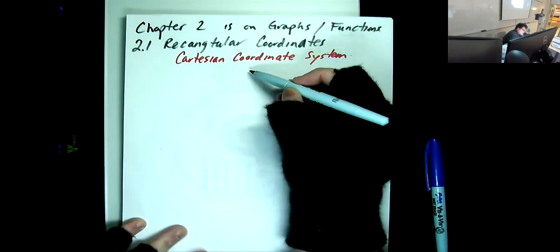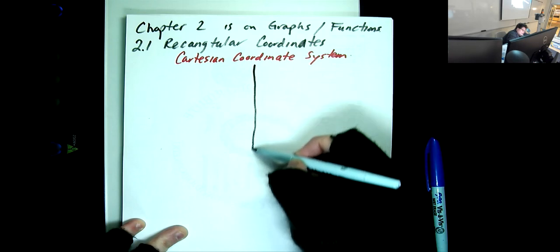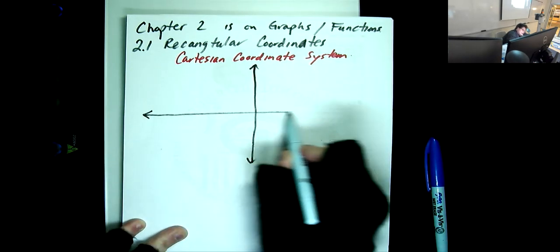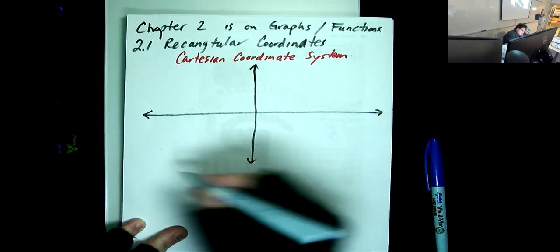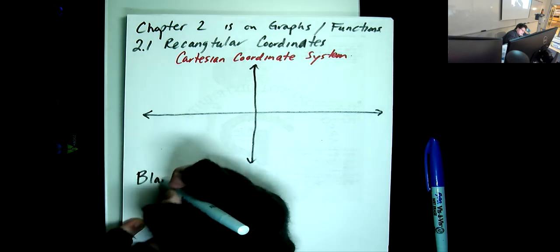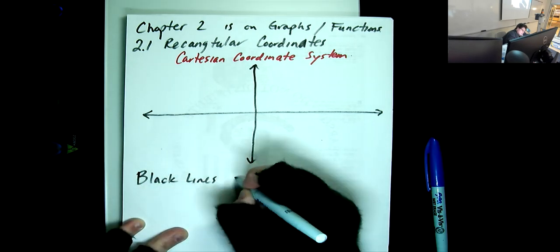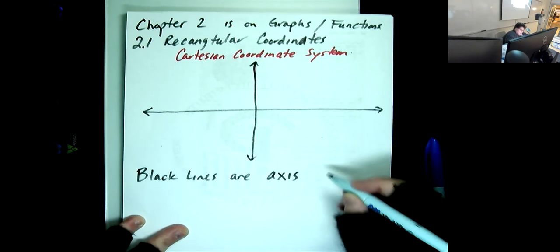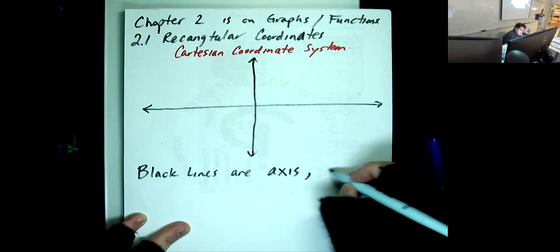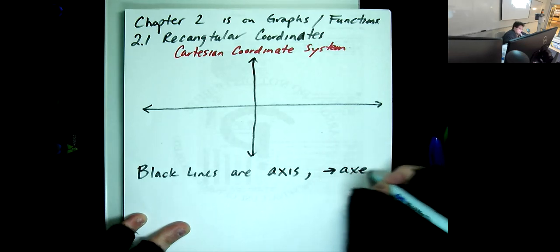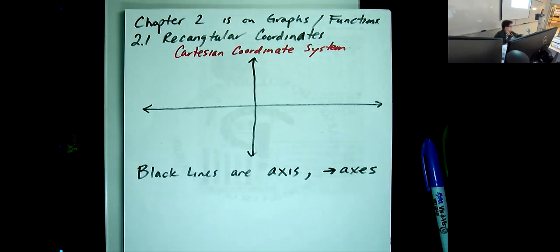So the way the Cartesian coordinate system works, we make a graph with a vertical line and a horizontal line. These two lines are called the axes. Each one is an axis. The plural of axis, when there's more than one, is axes, which looks like axes, like weapons, like wood cutting.